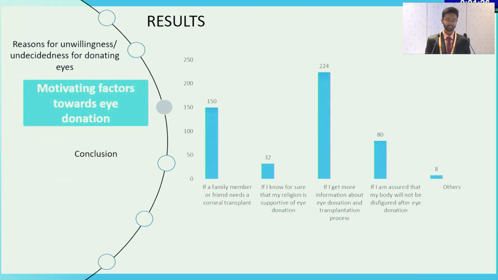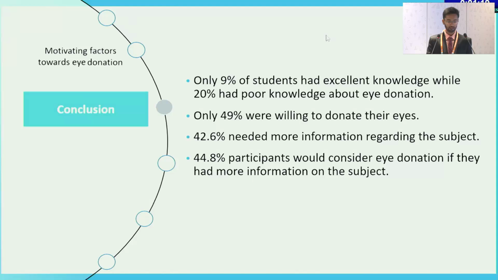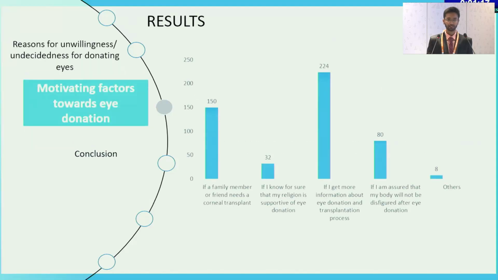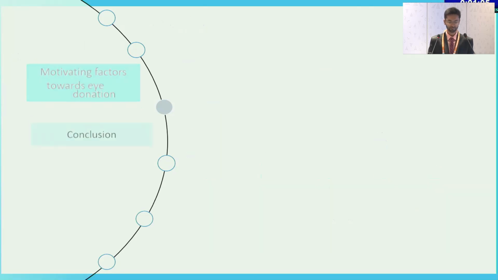So we discussed the motivating factors which will have a positive impact on the participants about eye donation. Majority were of the opinion that if they get more information about eye donation and the transplantation process, they will be more positive towards eye donation, which was followed by if their family member or a friend needs a corneal transplant, then they will be more positive.